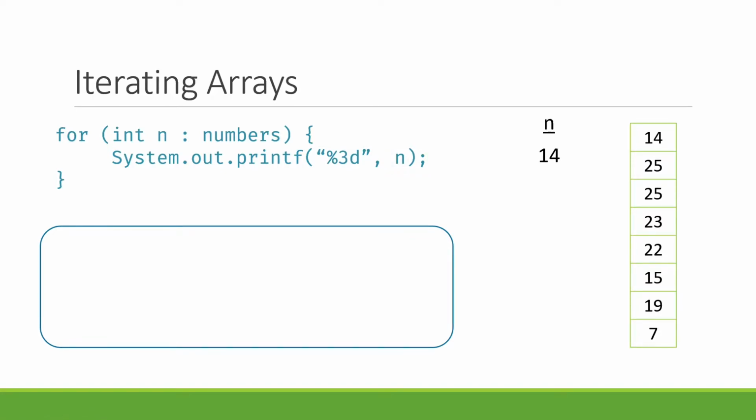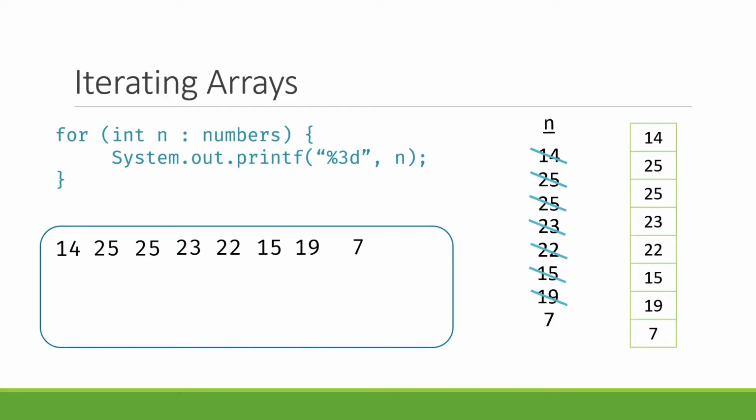So for this first iteration, n is the first element 14, or the element at index 0. Inside the loop, the current value of n, which is 14, is printed. For the second iteration, n is the second element 25, or the element at index 1, so then 25 is printed. For the third iteration, the third element at index 2 is printed, etc., etc., etc. And it works its way through the entire array and will automatically stop after it processes the last element.